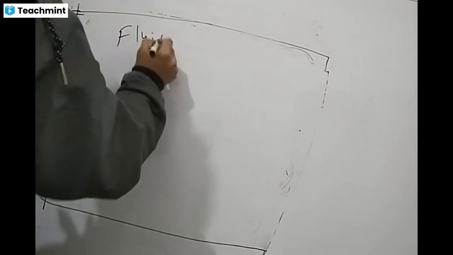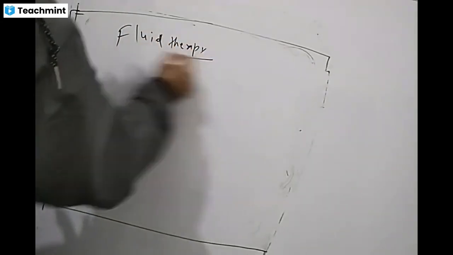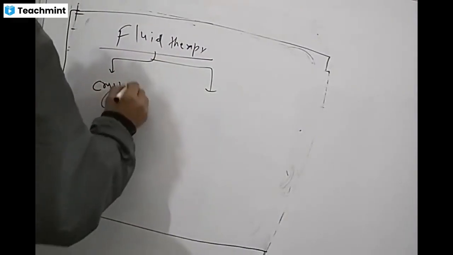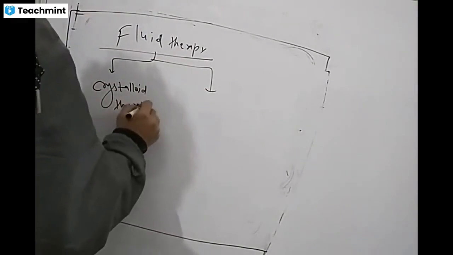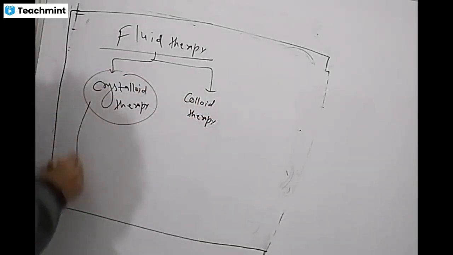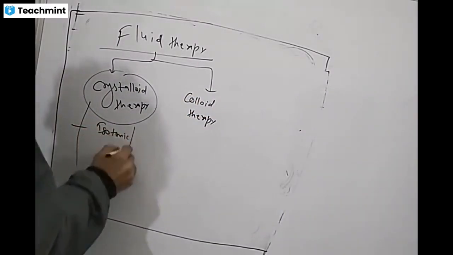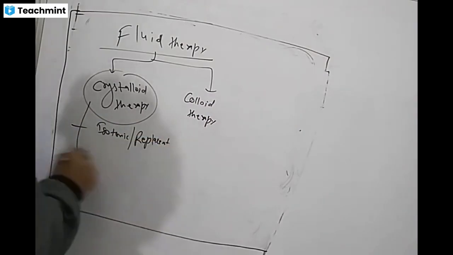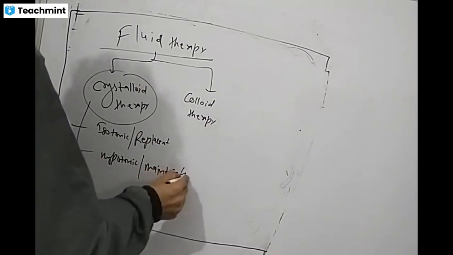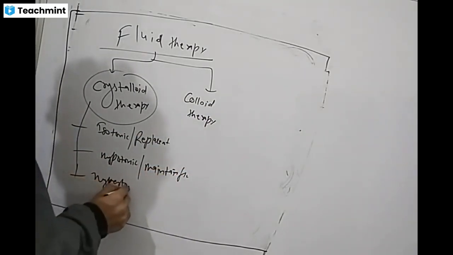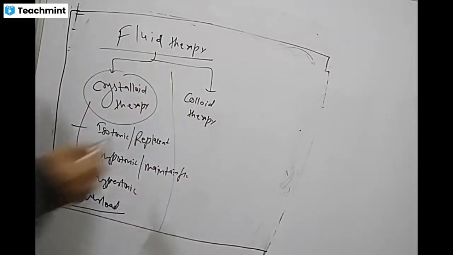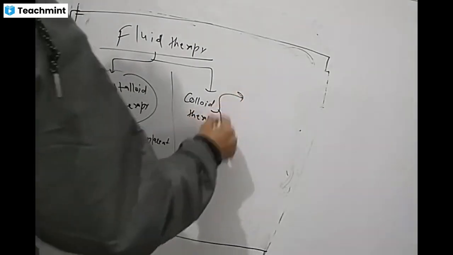So in this lecture, we'll study fluid therapy. This fluid therapy lecture is divided into two parts: one is crystalloid fluid therapy and the second is colloid therapy. In crystalloid therapy, we'll study isotonic or replacement fluid, hypotonic or maintenance fluid, and hypertonic fluid, and at the end, fluid overload. So this is the first part of the lecture, crystalloid therapy. In the second video, we'll cover colloid therapy.